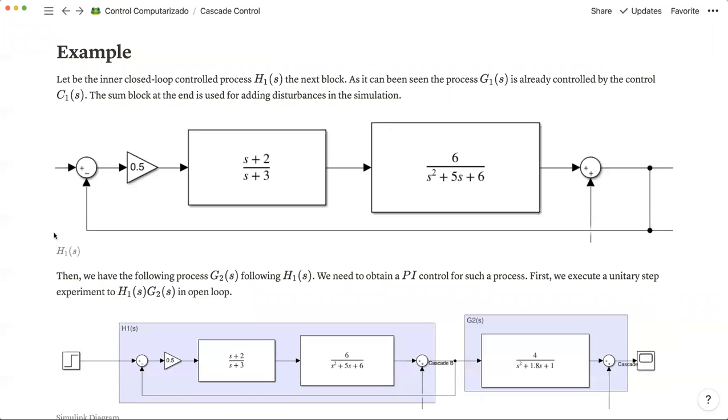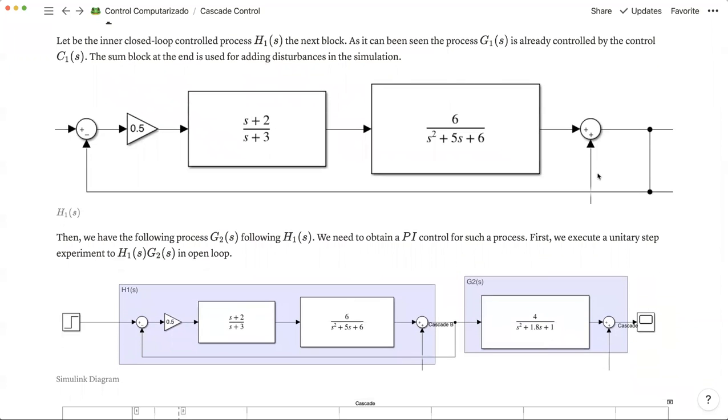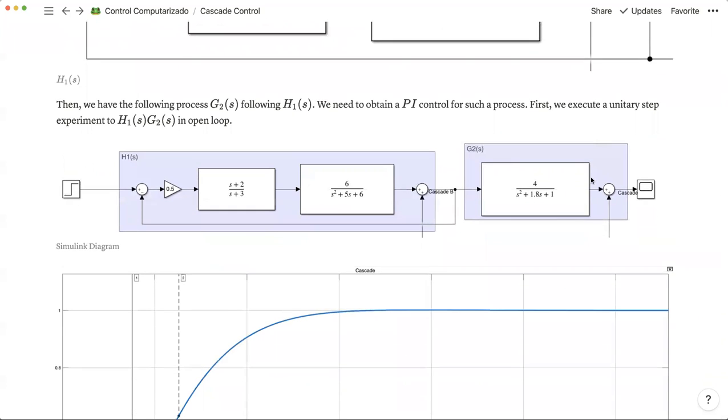For example, let be the next block H1 of S, closed loop control for G1 and the control C1 of S. We can see that there is a sum block added at the end of the block, and the block is there for adding disturbances in the simulation. Then we have the second process G2 of S following H1 of S, and we need to design a PI control for such a process.